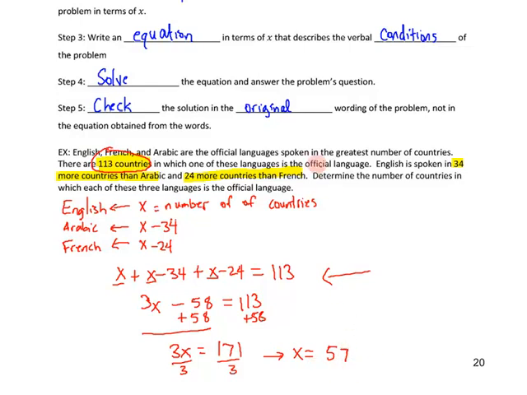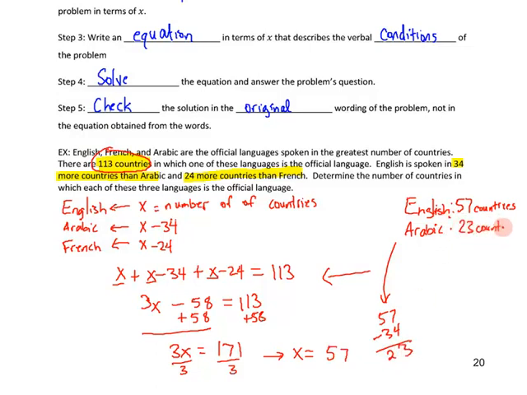Now I can't circle the answer here because I'm not done. I've got to actually answer the question in a word problem. It says determine the number of countries in which each of the three languages is the official language. Now this x represented English. So in English speaking countries we have a total of 57 countries, right? Alright, how many Arabic do we have? Well, we know Arabic is 57 minus 34, so that gives me 23 countries. Okay, and what about French? That's 57 minus 24, which is 33 countries.